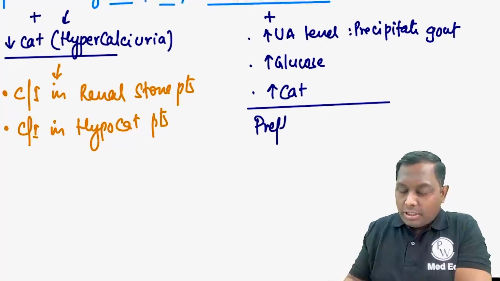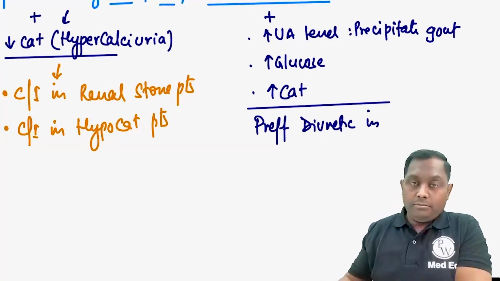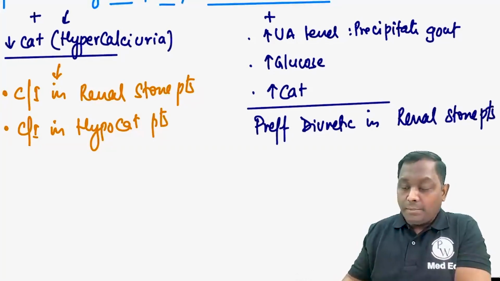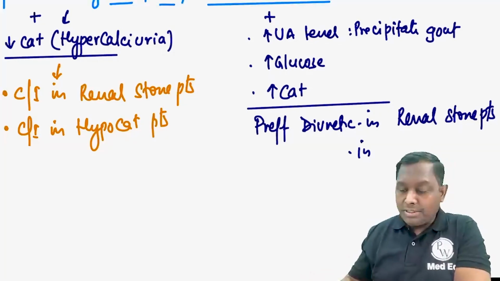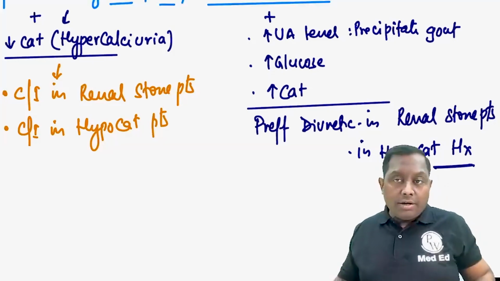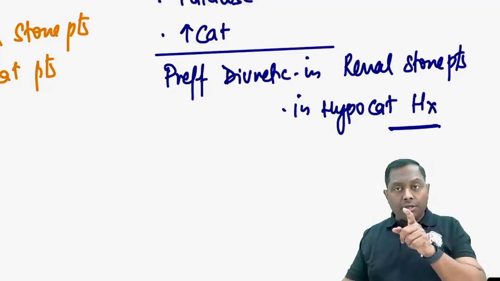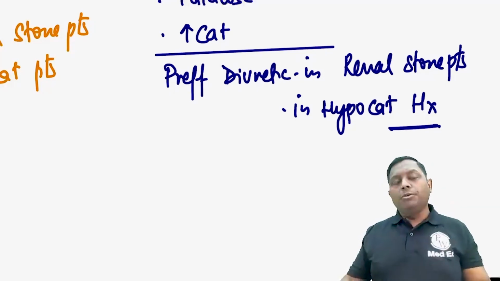Thiazide, on the other hand, is going to be a preferred diuretic in renal stone patients, and also a preferred diuretic in a patient with a hypocalcemia history. If the patient has hypocalcemia, which diuretic can be used? We can use thiazide. Remember, I am saying which diuretic can be used. I am not saying that a thiazide diuretic should be used for the active management.